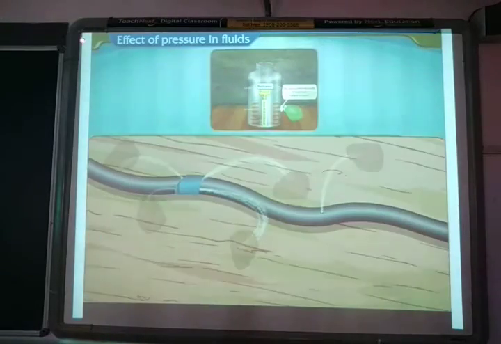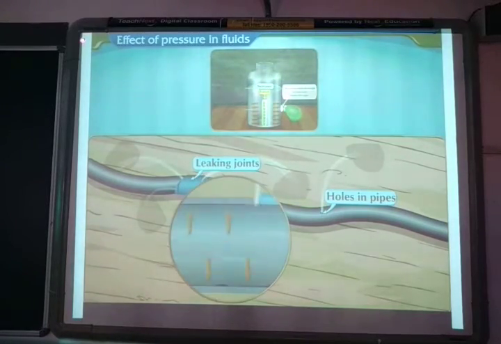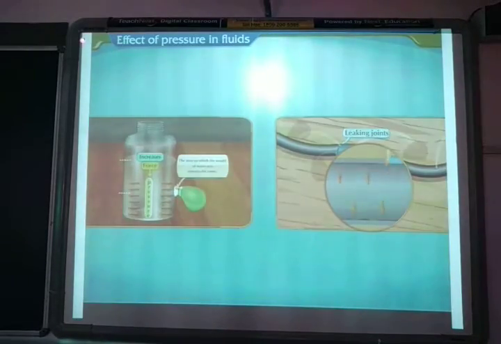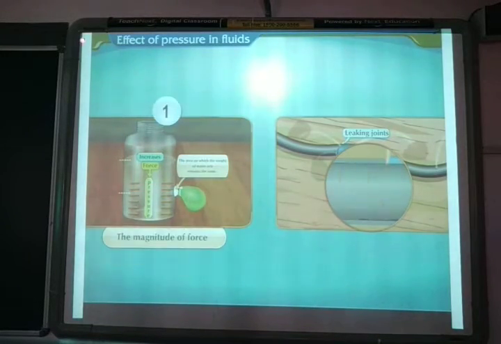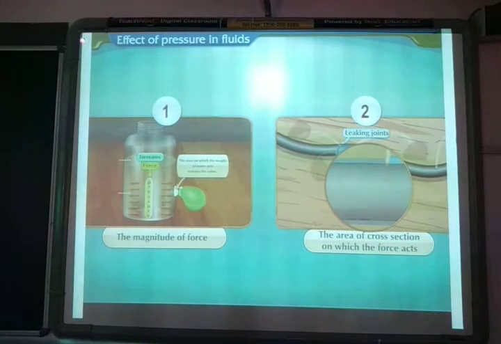We often see fountains of water coming out of leaking joints or holes in pipes supplying water. It is due to the pressure exerted by water on the walls of the pipes. We can, therefore, conclude that fluids exert pressure which depends on the magnitude of force and the area of cross-section on which the force acts.